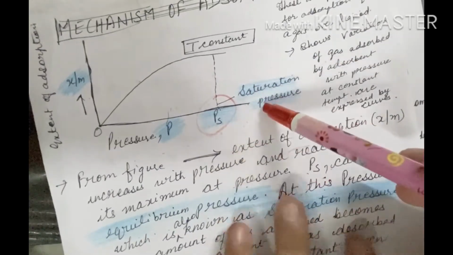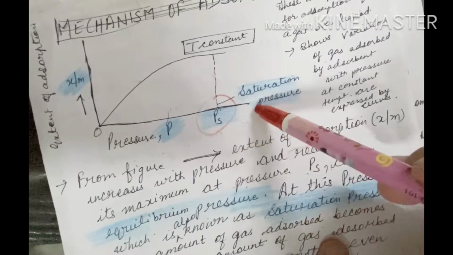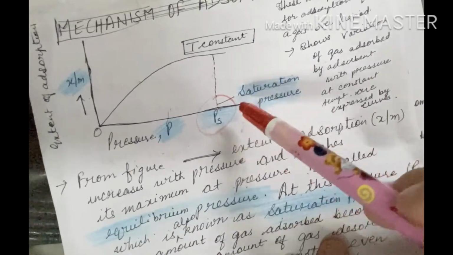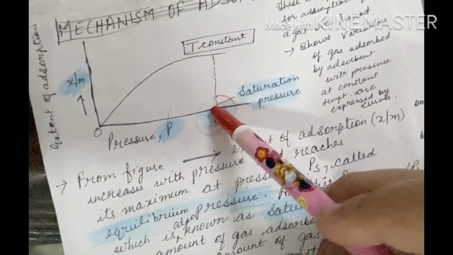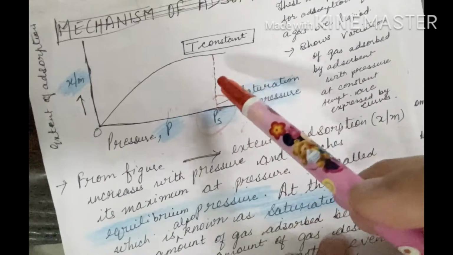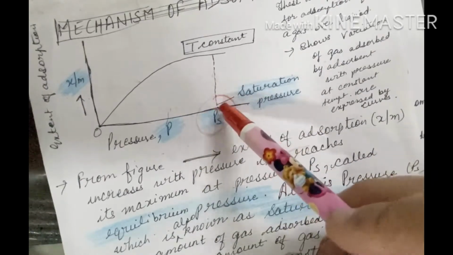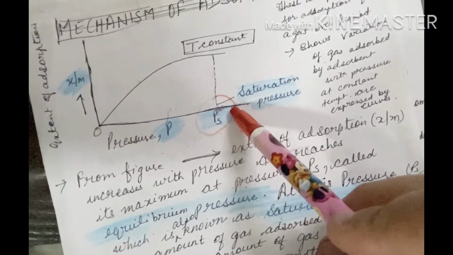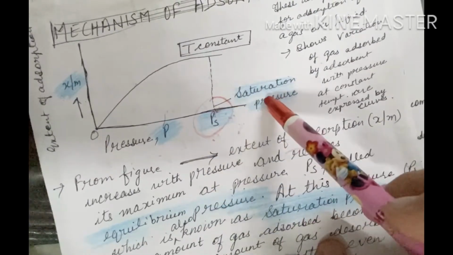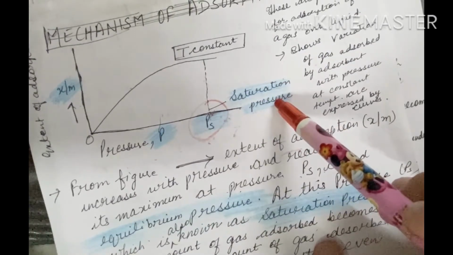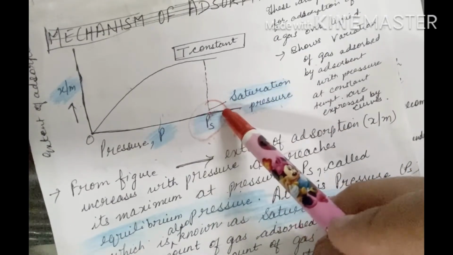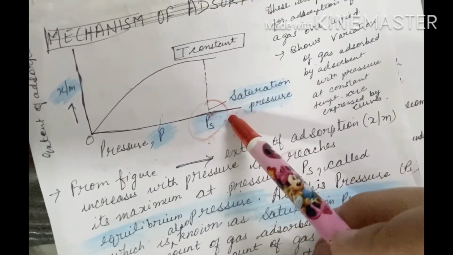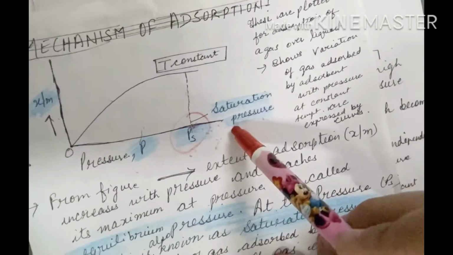Saturation pressure is that pressure after which the amount of gas adsorbed becomes equal to the amount of gas desorbed. It means that when your pressure reaches the PS point, the rate of adsorption and the rate of desorption become equal to one another. That's why this is known as saturation pressure. If you increase the pressure further after the PS value, it will not affect the rate of adsorption anymore. That is your saturation effect.